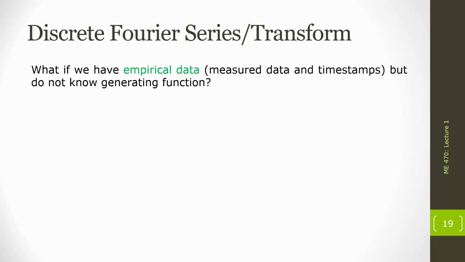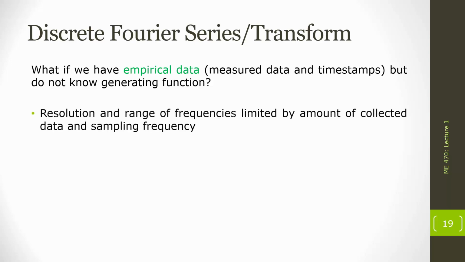We run into some problems here compared to the case where we have the analytic function. Now we're going to be limited in how detailed a series expansion we can do, the resolution of it, which means the spacing between the frequencies that we can determine, and also the overall range of frequencies that we can expand into. This is going to be limited by, one, how much data were collected, and how quickly the data were collected. So the sampling frequency is how quickly it was collected, and then more or less the time span or the number of data points that we have collected.